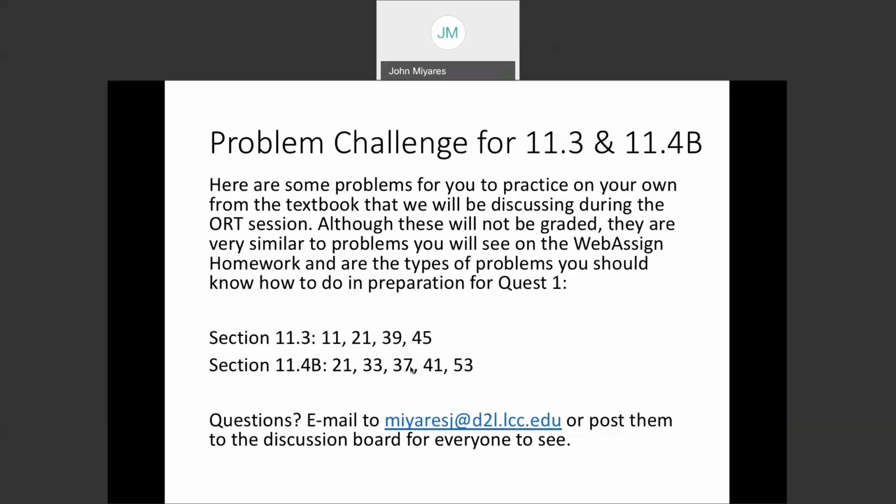As a reminder, I will be taking questions on these particular problems during an ORT session this week. These problems will not be graded, but it is in your best interest to do these problems to prepare you for both the homework and the first quest. All of the answers to these problems should be available in the back of the book, which again should make things go fairly smoothly.